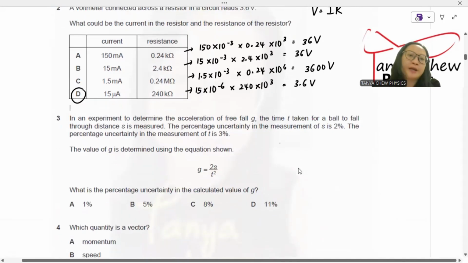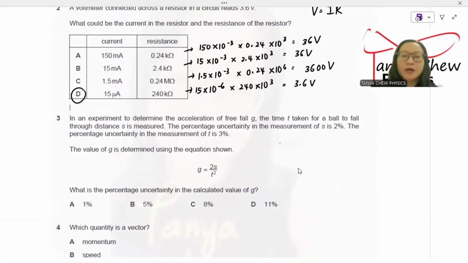Number 3, in an experiment to determine the acceleration of free fall, g, the time t taken for a ball to fall through a distance s is measured. The percentage uncertainty in the measurement of s is 2%. The percentage uncertainty in the measurement of t is 3%. The value of g is determined using the equation shown. g is equal to 2s, 2 multiplies by s divided by t squared.